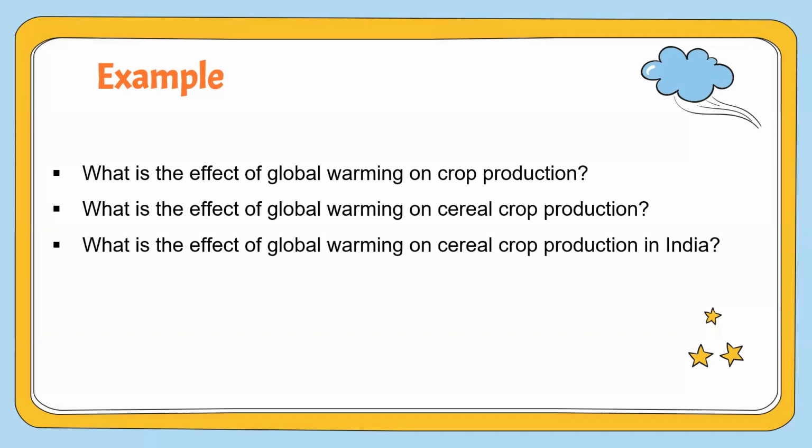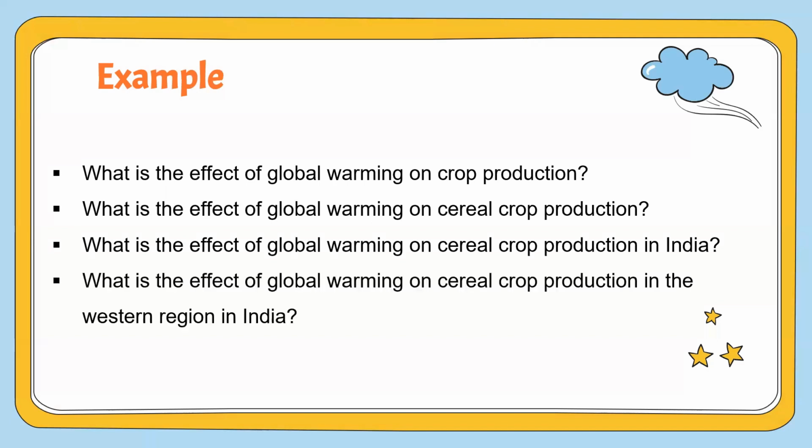But India is a vast area. The scope is very large. It is not manageable by me. So I have to narrow down my area. When I narrow it down, it could be: what is the effect of global warming on cereal crop production in the western region of India? With this example, I hope you have understood how to formulate a research question and how to evaluate a research question also.